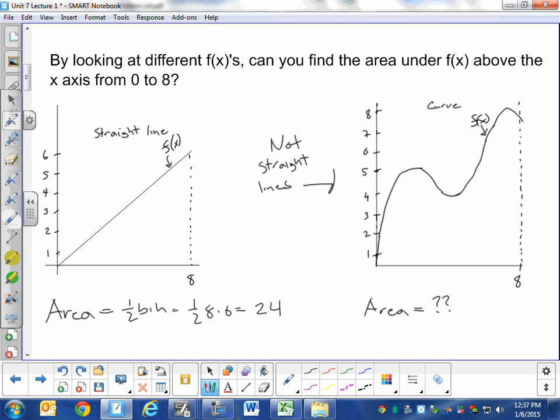But, you know, could we approximate the area? Could we, like, take a guess? 36? I mean, that's a good guess. How'd you guess 36? A little more than half. A little more than half, so less than 64, 8 by 8.